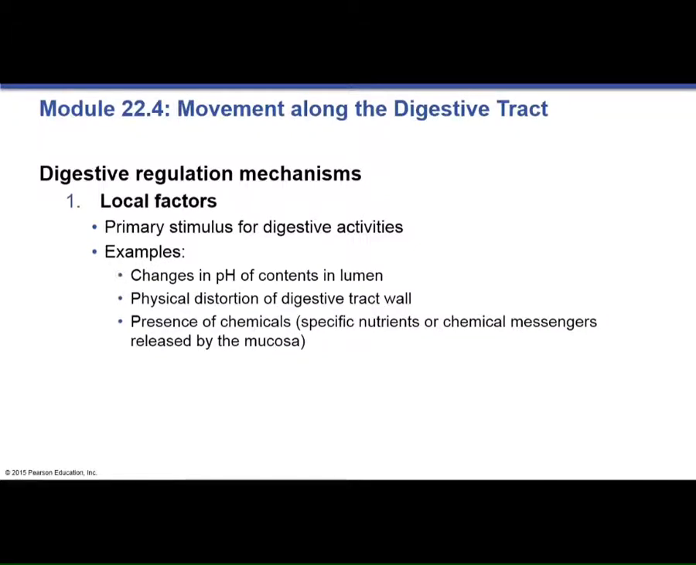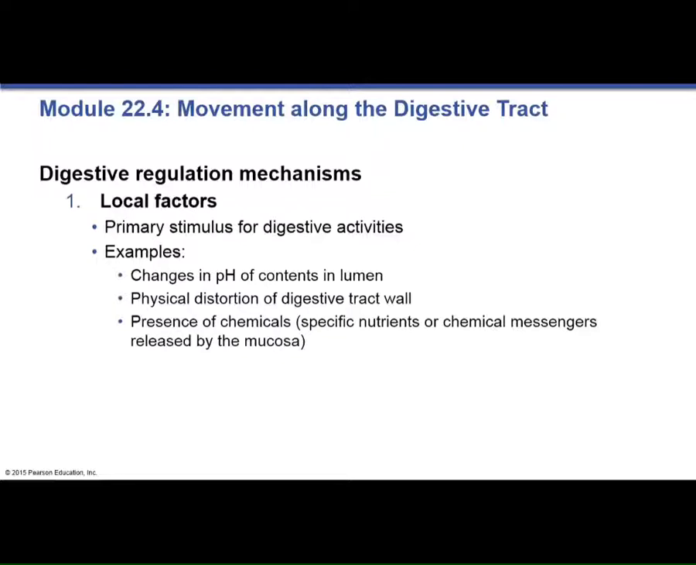Now, what is it that's regulating the movement of the digestive process? So there are some local factors. Local factors are pretty much going to be changes in pH. So as the food is going through the gut, of course, the stomach is creating acid, and there's going to be some pH changes along the lumen of the intestinal tract. We're going to see how the pH can change the digestive activity.